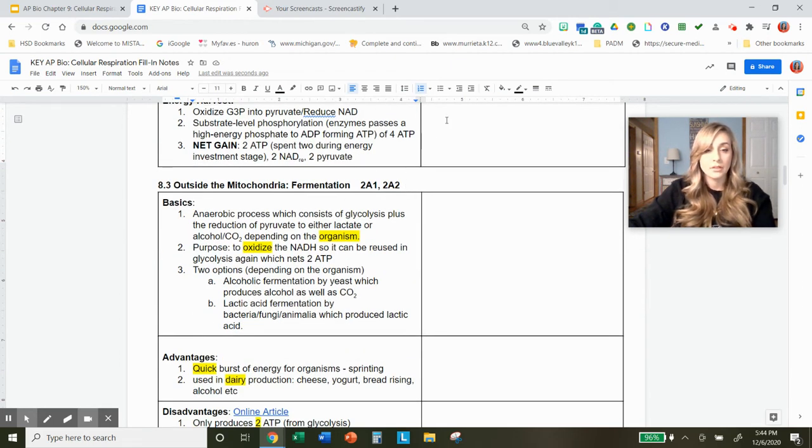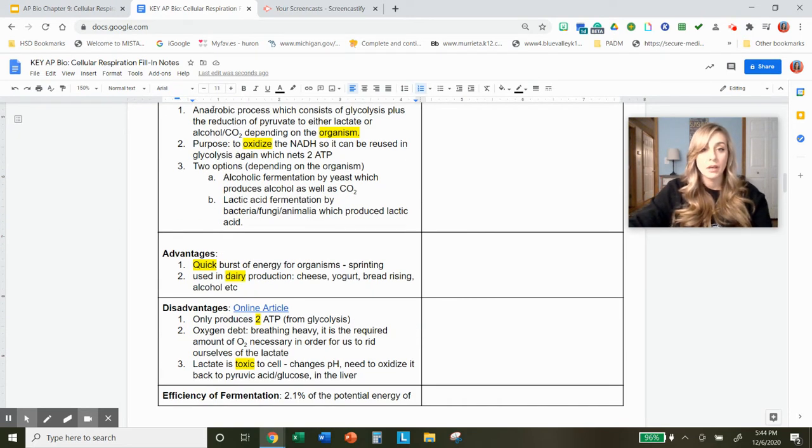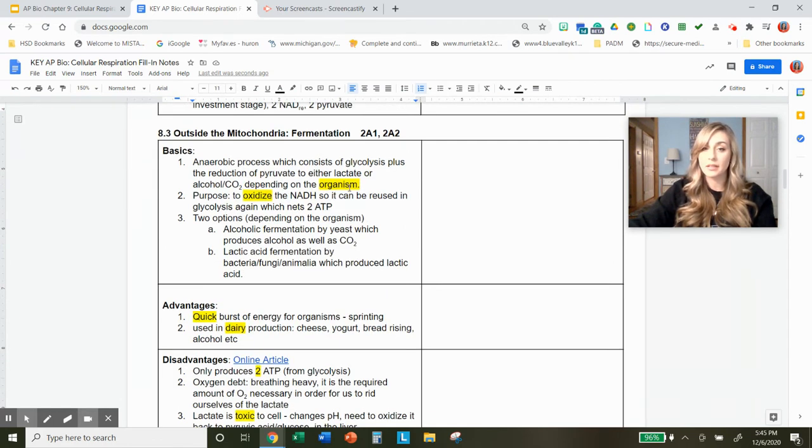All right. So let's skip on down to the basics here in terms of fermentation. So we talked about it being anaerobic. Again, it's going to be lactic acid fermentation or alcoholic fermentation depending upon the organism. So our basics is going to be organism here. What's the purpose of it? The purpose is to oxidize NADH so that it can be reused in glycolysis again. So you're going to generate that NADH, give an electron from glucose to that molecule so it can be used and spent and then returned to the process to do it again.